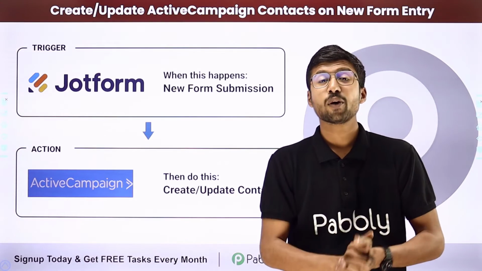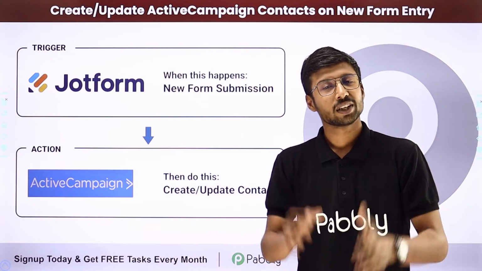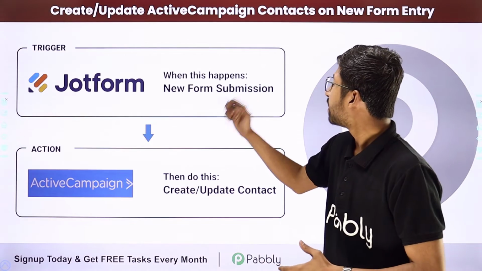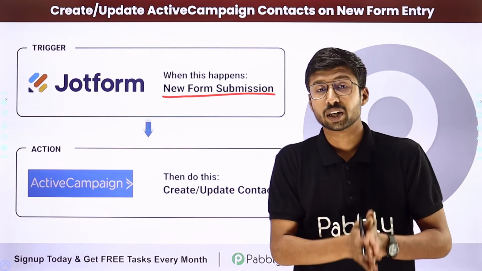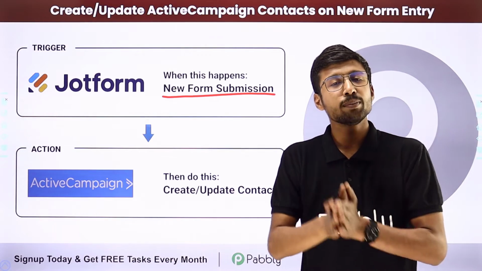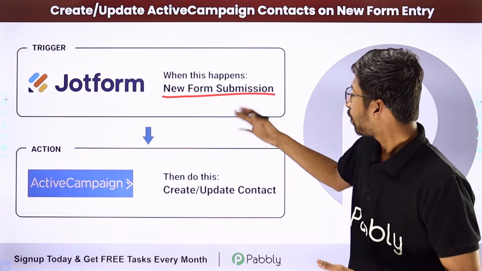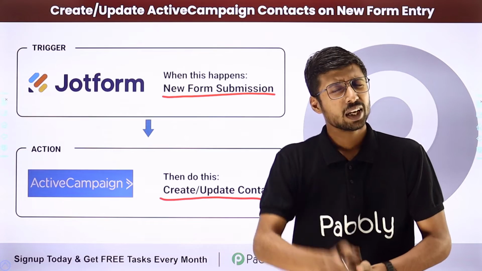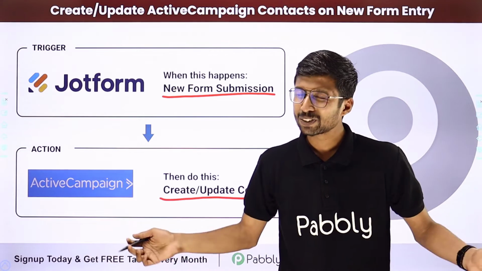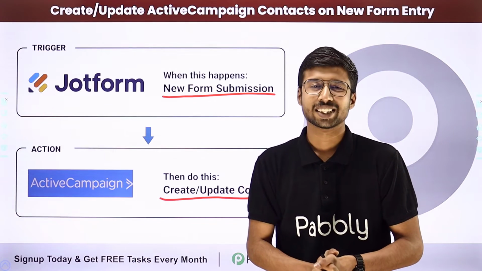Now guys, let me tell you how you can completely automate this process. So in this automation, whenever we receive a new form submission in JotForm, this automation will trigger. And then automatically, with the same details which the user has entered, we are going to add a new contact or update an existing contact in ActiveCampaign. Now how can you set up this automation? To know this, you have to come with me to my screen.